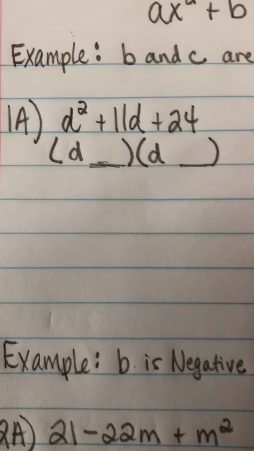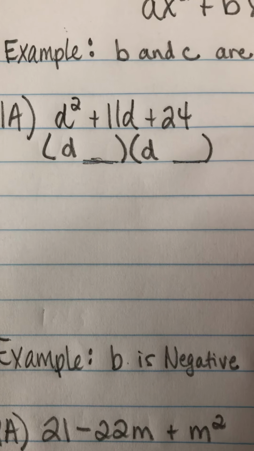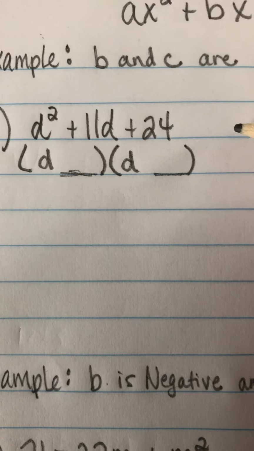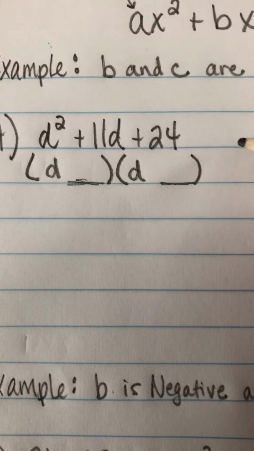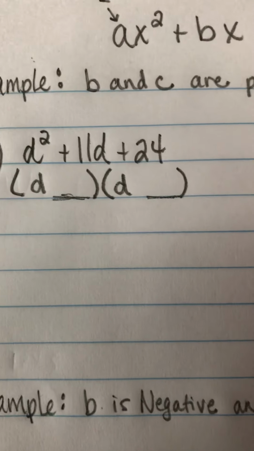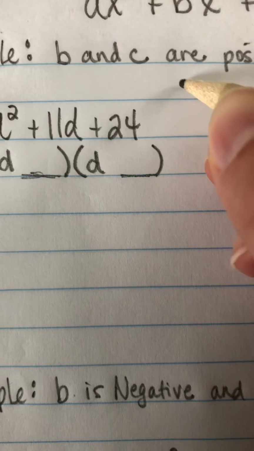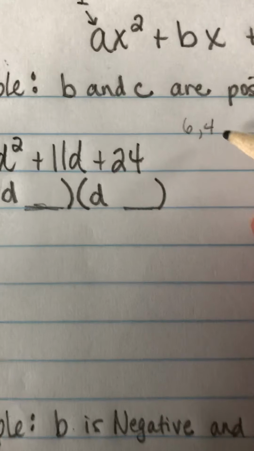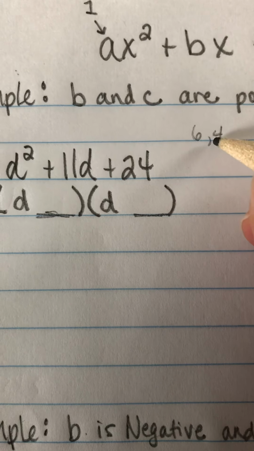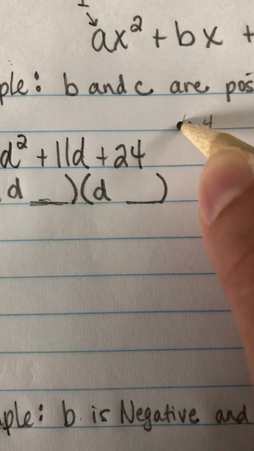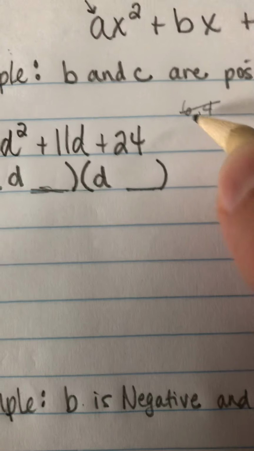So, you could jot down some ideas over here for numbers that I could multiply to get 24, right? And then start looking at if they add up to 11 or not. Maybe your first thing you thought of was 6 and 4. Well, those multiply to 24, but do they add up to 11? No. Okay, and then just go from there.